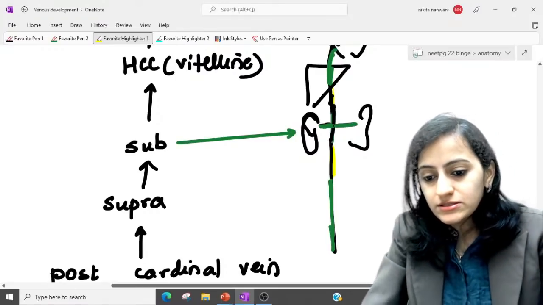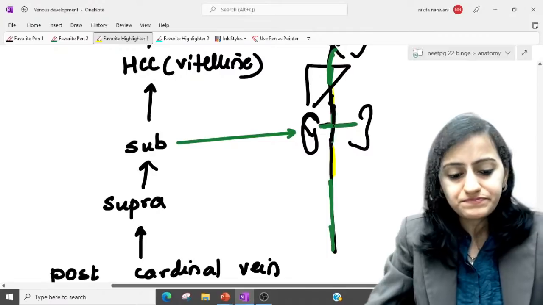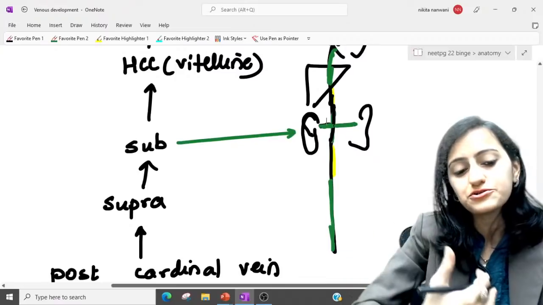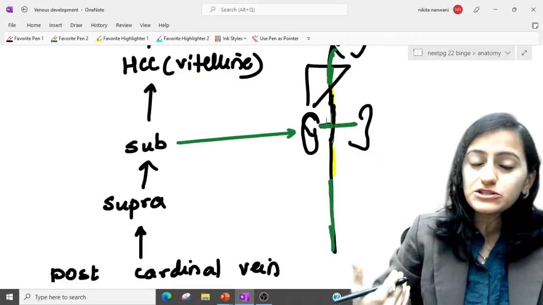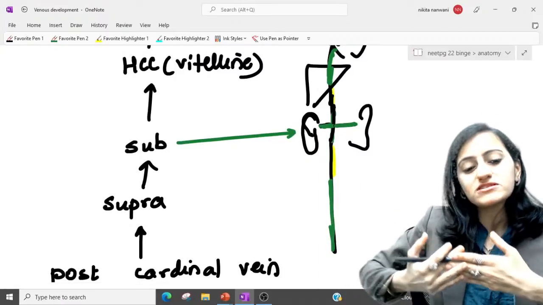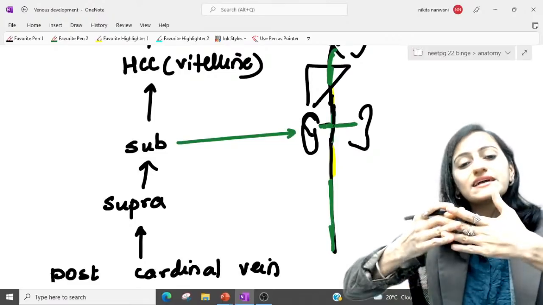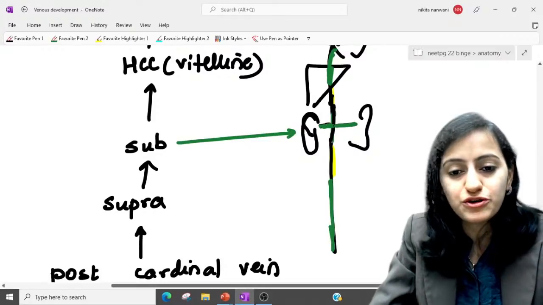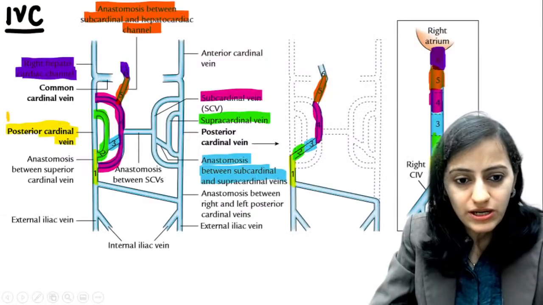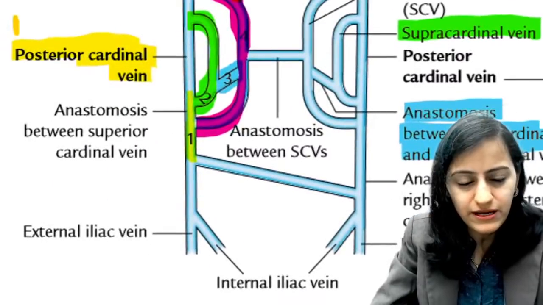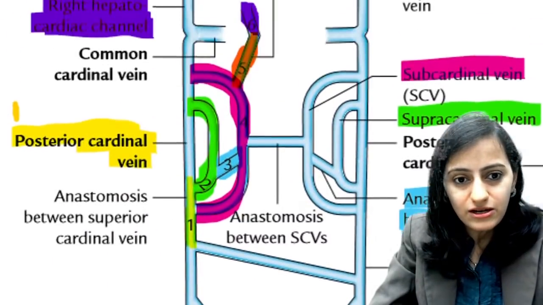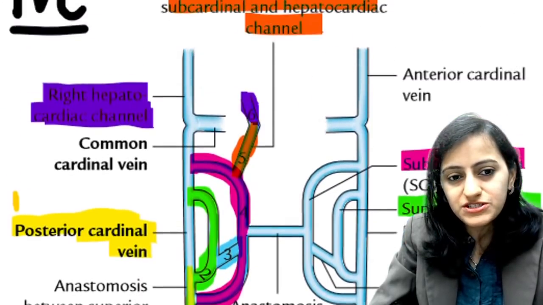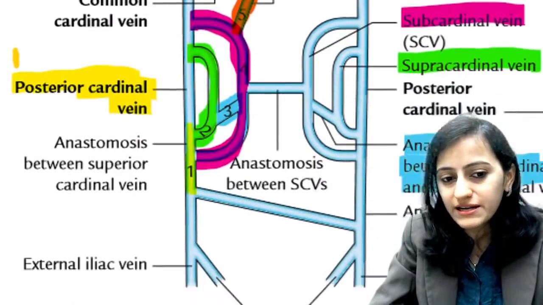Okay. So remember that if you look at the image from outside to inside, you have posterior. Whichever comes first when you look from outside to inside, that is supracardinal. What comes inside of it, that would be subcardinal. I'll show you the image as well. Okay, so have a look at this image. This is the long one that you have, right? You have this long posterior cardinal vein which is joining with anterior to form the common cardinal vein.